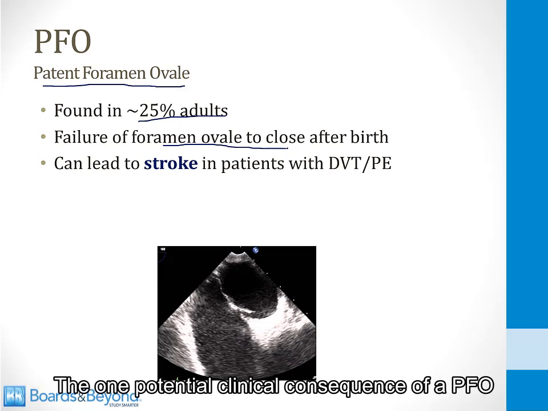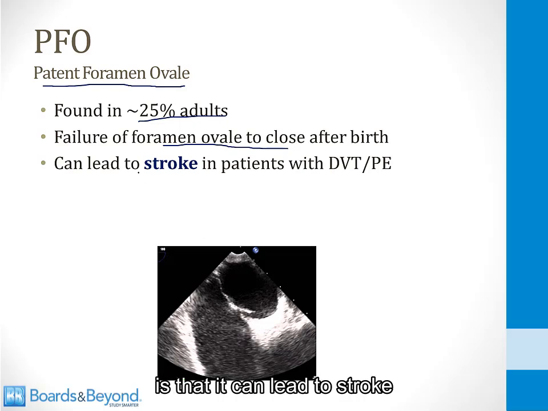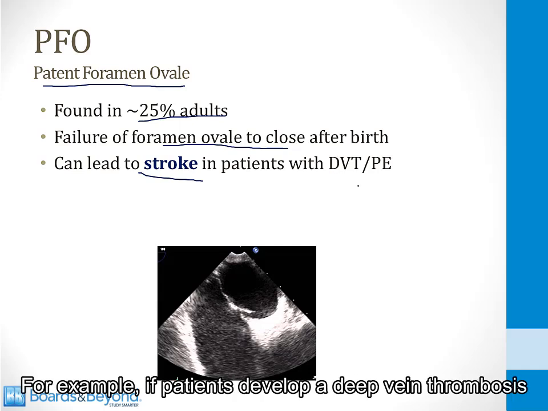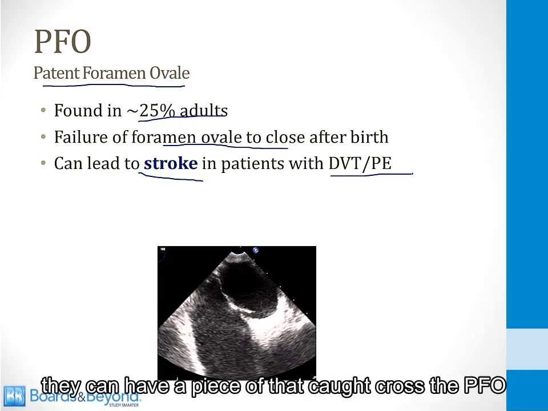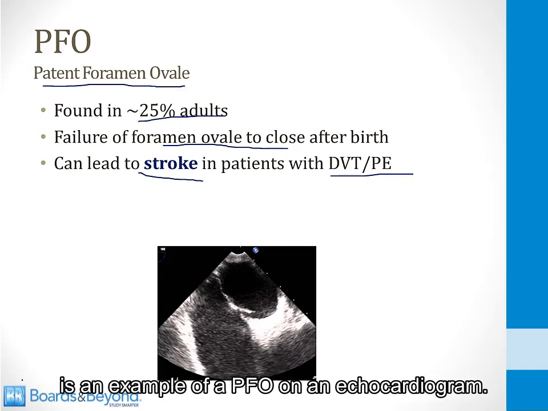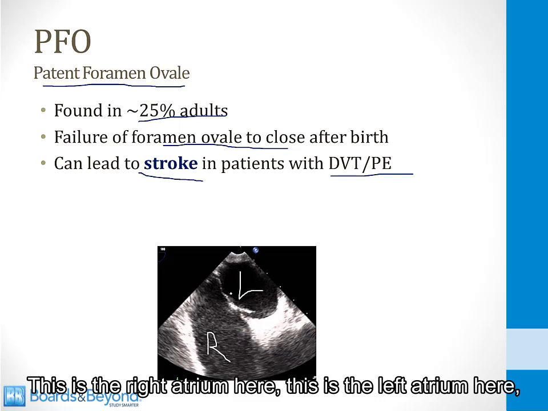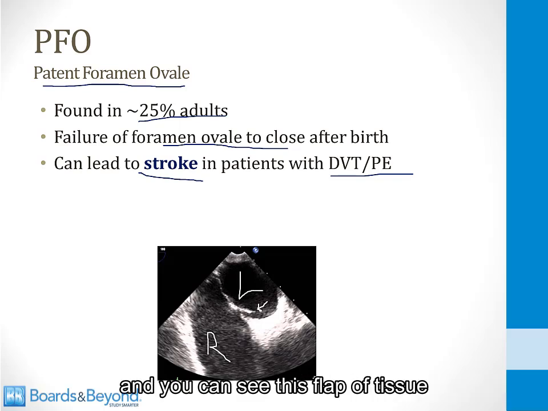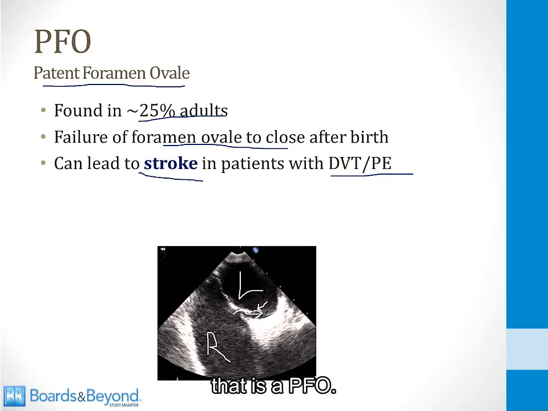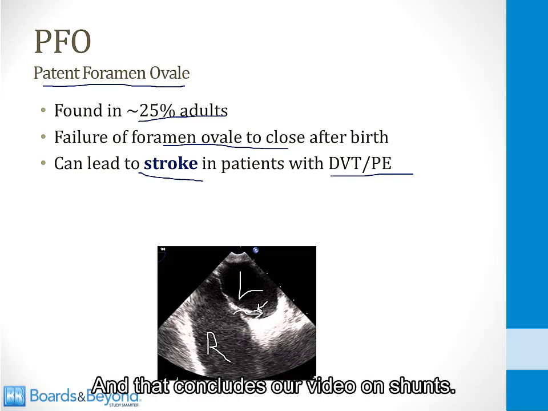The one potential clinical consequence of a PFO is that it can lead to stroke in patients who have a blood clot in the venous system. For example, if patients develop a deep vein thrombosis or a pulmonary embolism, they can have a piece of that clot cross the PFO, and this can cause a stroke. Shown at the bottom of the screen is an example of a PFO on an echocardiogram. This is the right atrium here, this is the left atrium here, and you can see this flap of tissue with a black space in between that allows blood to pass. That is a PFO. And that concludes our video on shunts.